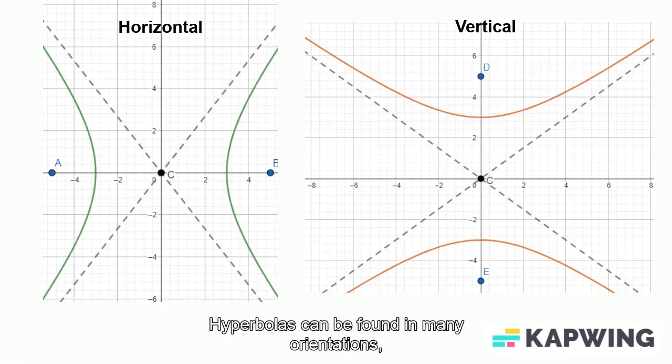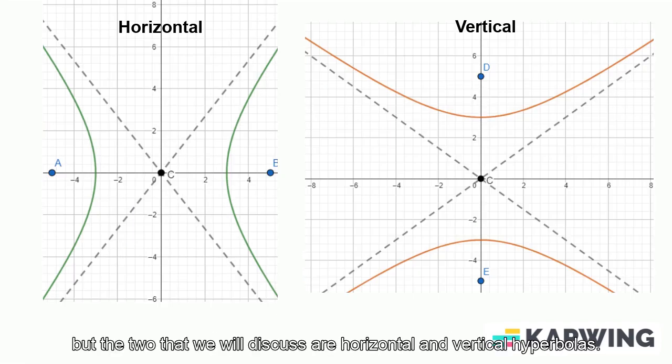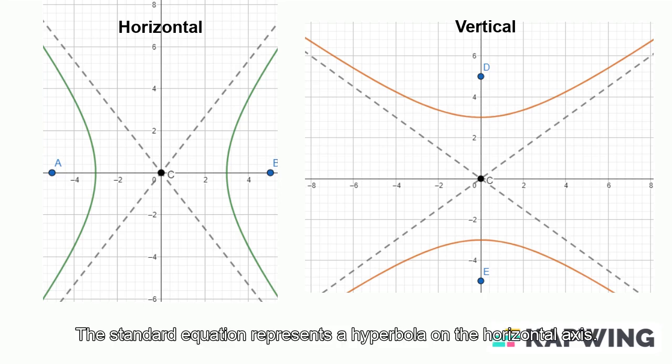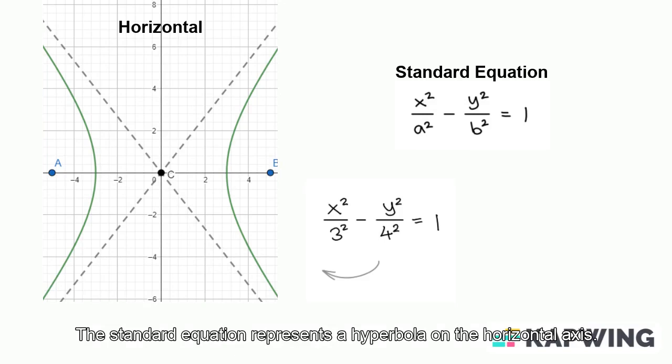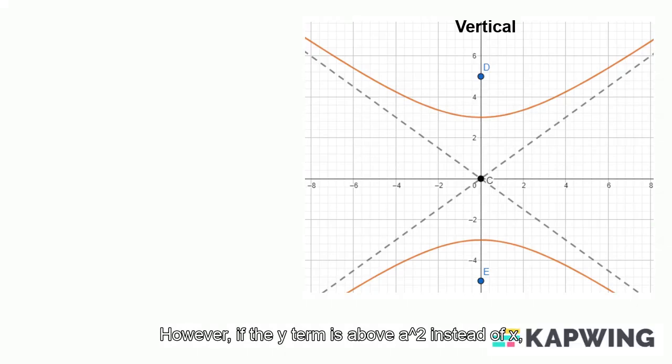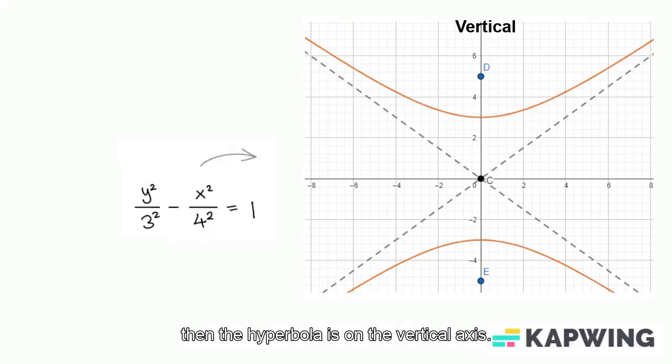Hyperbolas can be found in many orientations, but the two that we'll discuss are horizontal and vertical hyperbolas. How can we tell if a hyperbola is vertical or horizontal? We can tell by simply looking at the equation. The standard equation represents a hyperbola on the horizontal axis. However, if the y term is above a squared instead of x, then the hyperbola is on the vertical axis.